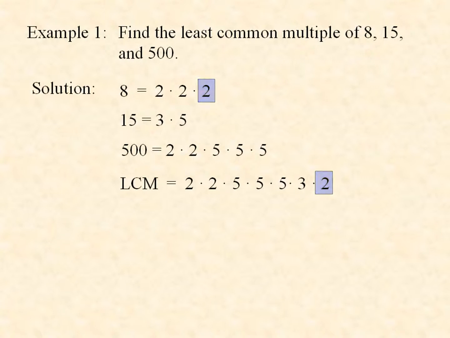So the least common multiple consists of all the factors of each of the numbers, and the factors are repeated the most number of times so that each number has that many factors. If we multiply these numbers out, we get 40,500. That's our least common multiple.